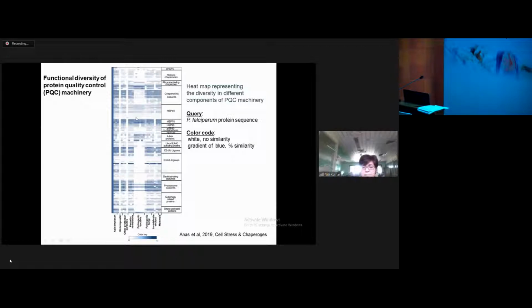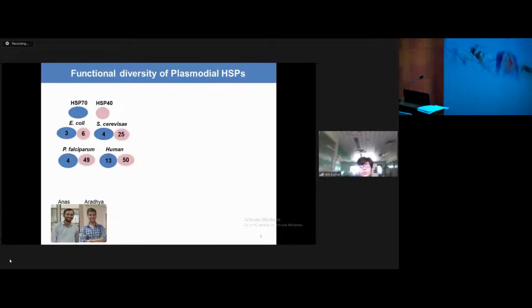And as you can see, many components have not only diverged from the human orthologs, but they also show significant divergence within the closely related parasites. So we looked into the central hub of the protein folding machinery, that is the HSP 70 and 40. You might be very amazed to see that there is a unique diversification of HSP 40 proteins in comparison to the prokaryotic and human orthologs.